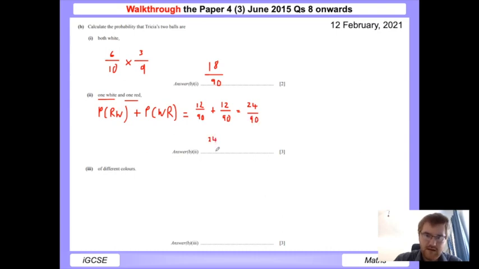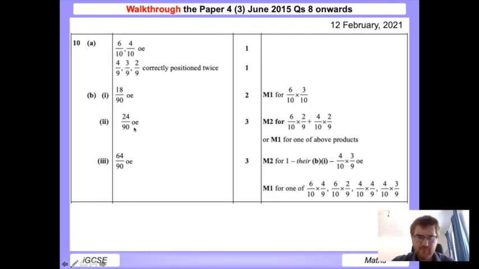Kind of different to what they teach you in year 7, 8 and 9. You always simplify whenever you get the opportunity. Tree diagrams is one of the few exceptions to that. So we get 24/90. Biggest mistake made on this question is you don't take into account both ways round. So you need to do white, red and red, white. I'll quickly show you the mark scheme here. Okay, so 24/90 is fine.